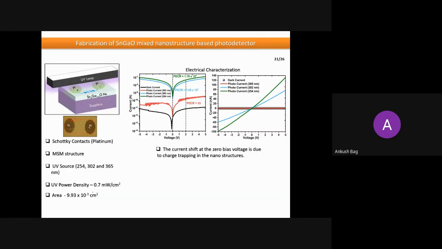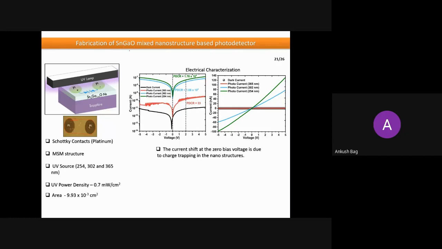Now following that, this is another work. As the title says, it is a mixed nanostructure. Earlier we had Sn doped gallium oxide, but here, when we tried to dope this semiconductor with more tin, we ended up getting this alloy. Although this was not a desired thing, we also tried to see what the performance is once we have this alloy formation.